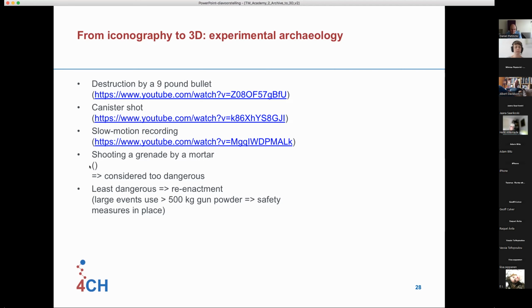I was looking for a link. I have somewhere a very nice link on mortars and grenades, but I didn't find it back in time. So I'll try to do that by this weekend, and I'll put an update. So I'll provide you the link.